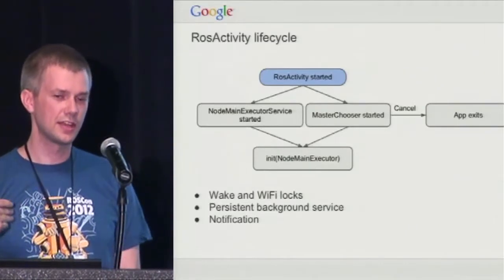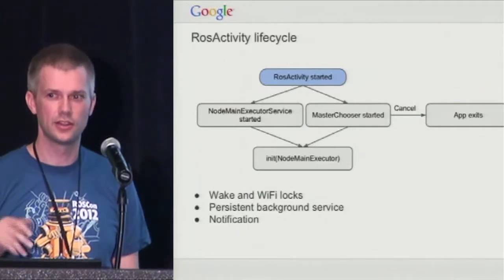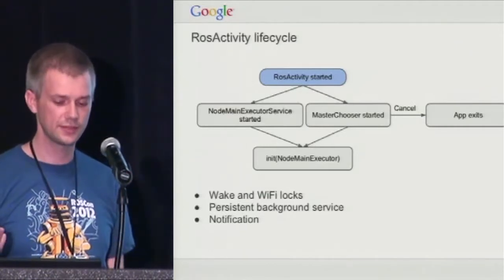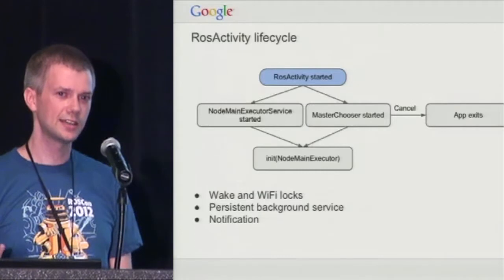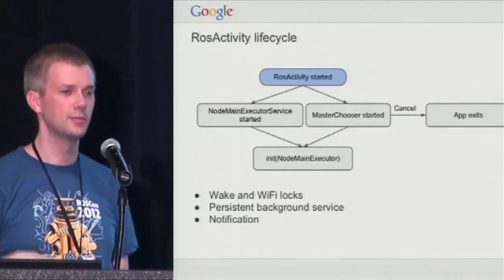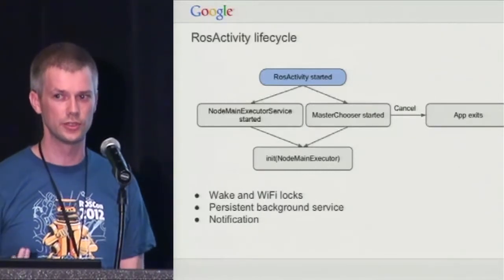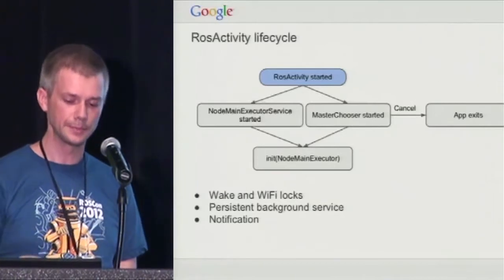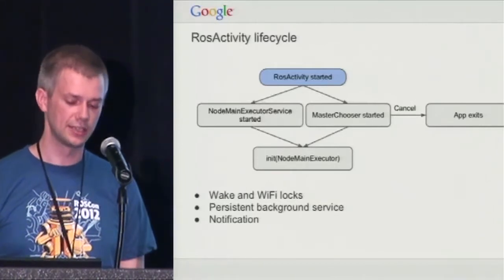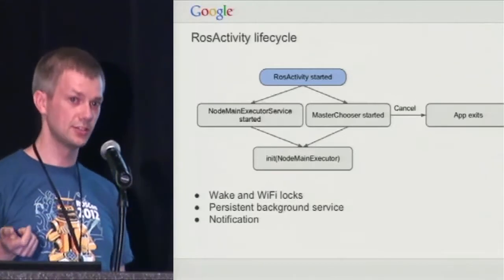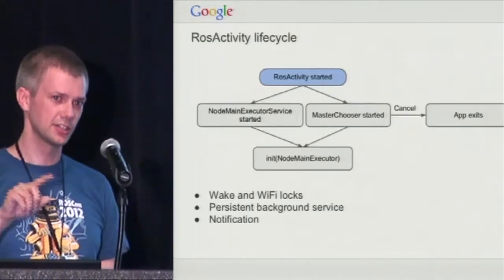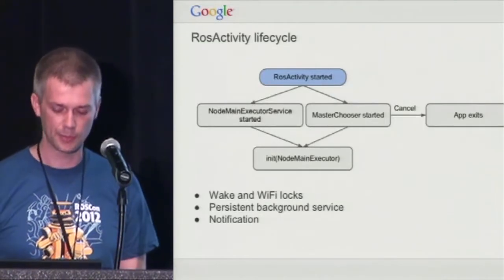So there's a lot of stuff happening under the covers that you no longer have to worry about when you use the ROS activity, like wake and Wi-Fi lock. Those are things that keep the phone alive, keep the network running, things like that that you actually want when you're dealing with a robot. It deals with setting up that persistent background service, and it also provides the user with a notification so that they can actually cancel the whole thing. They can kill the app.